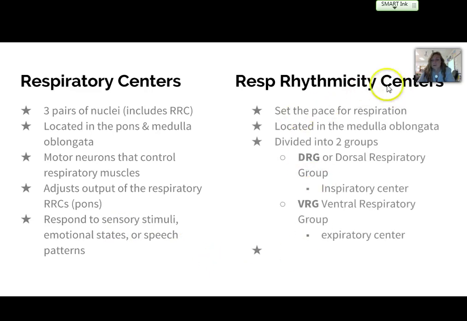Now, specifically, the RRCs set the pace for respiration, and they are located specifically in the medulla oblongata, divided into 2 groups, the DRG and the VRG. The DRG is the inspiratory center, or inhalation, and the expiratory center is the VRG, which would exhale.